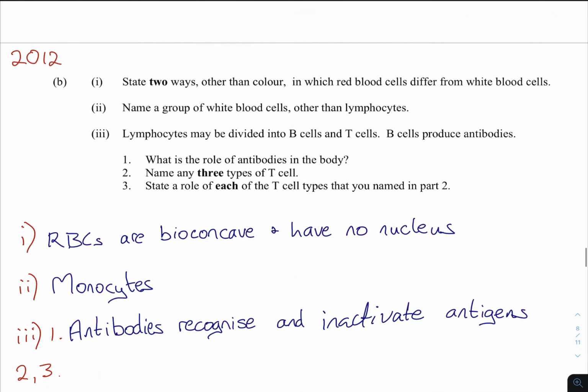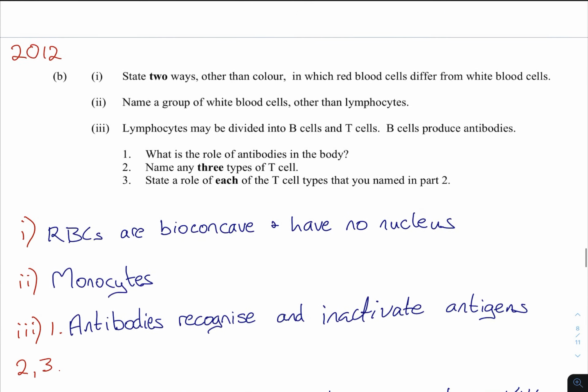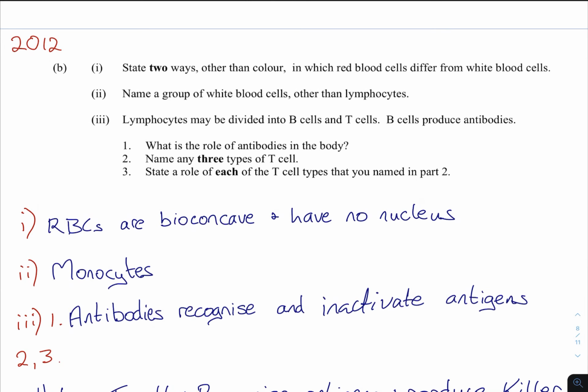Okay, we're almost finished now, guys. 2012: two ways other than colour that white blood cells differ from red blood cells. Biconcave, no nucleus. But it's part 2 and part 3 that I wanted to go on to. Name a group of white blood cells other than lymphocytes: monocytes. And then lymphocytes are divided up into B cells and T cells.